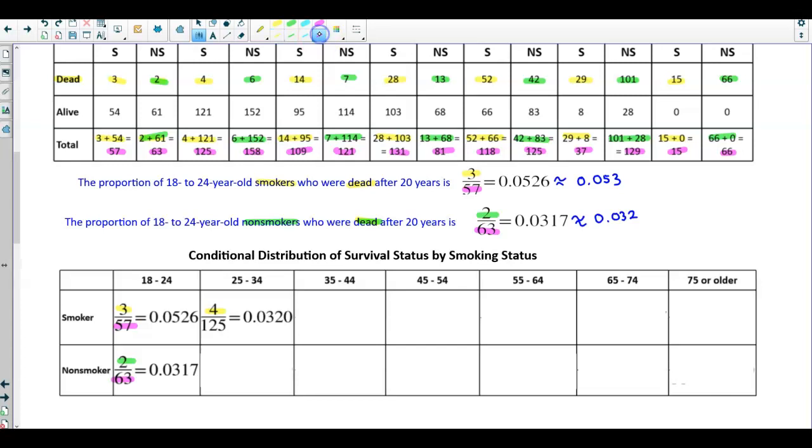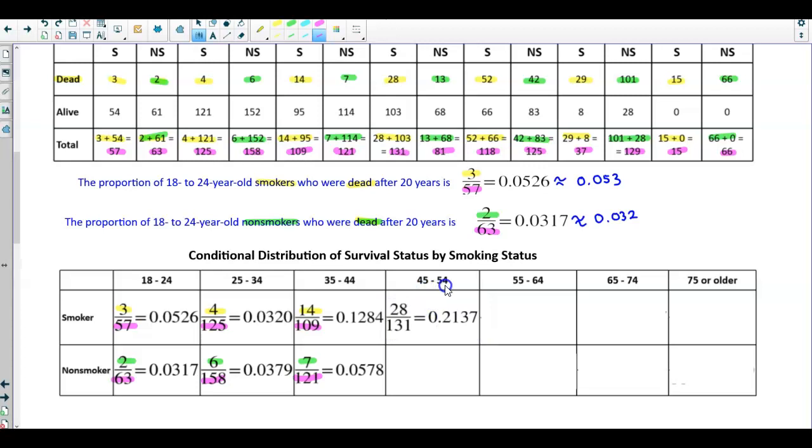For the next age group, 25 to 34, we see that the smokers that were dead is 4, and then dividing it by the total of that column, 125, gives us 0.0320. And then for the non-smokers, we had 6, and we're dividing it by the total in that column, which is 158, to give us 0.0379. The next age group is 35 to 44, and the total for the smokers that were dead in that column was 14, and dividing it by the total in that column of 109 gives us 0.1284. For the same age group, the total of non-smokers that were dead is 7, divided by the total in that column of 121, gives us 0.0578.